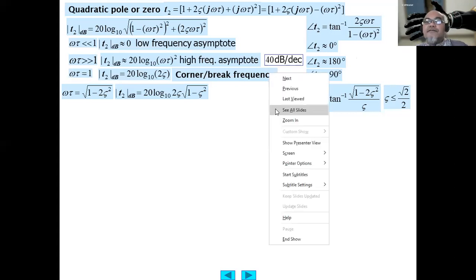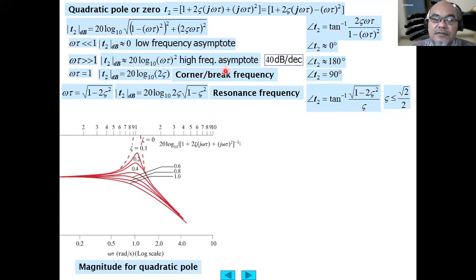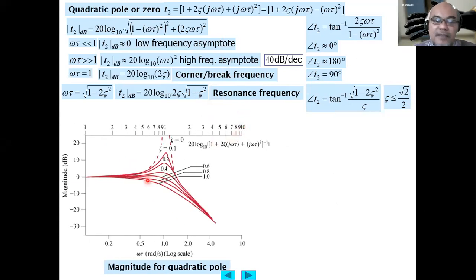Okay, so this is for zeta less than square root half of square root 2. So this is the resonance frequency of the quadratic pole or 0. So if we draw this, the graph will vary depending also on the value of zeta, the damping frequency.